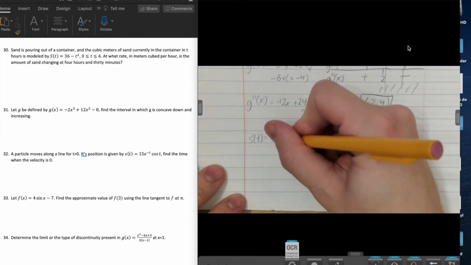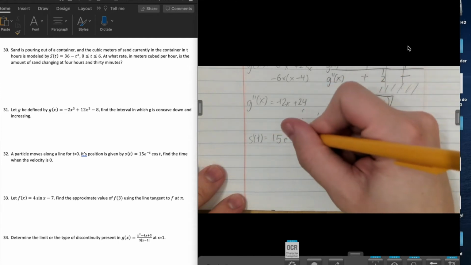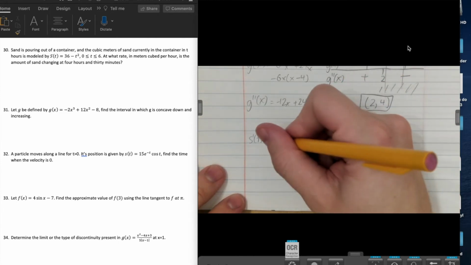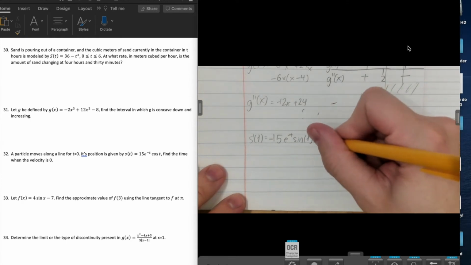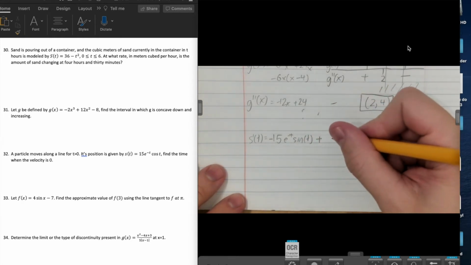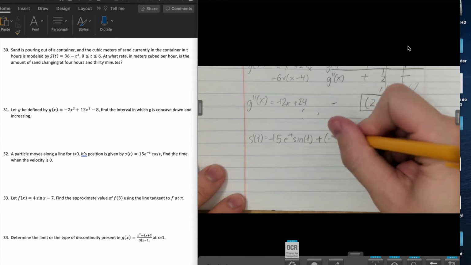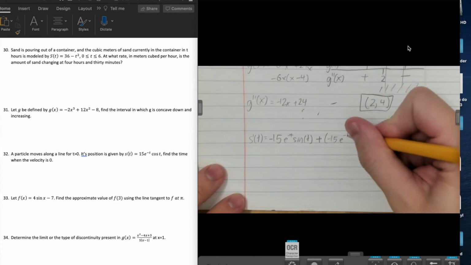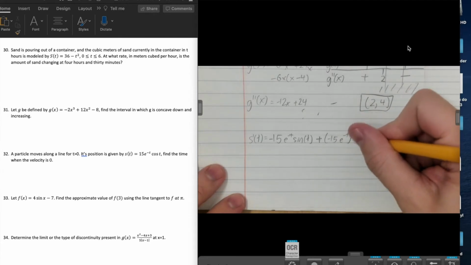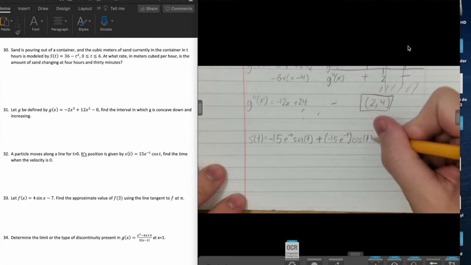And so I'm going to keep that whole first function, and I'm going to derive cosine, which is negative sine. Then the product rule adds, and now I'm going to derive the first function, which will be negative 15. In other words, a negative is going to drop out from the chain rule. And then just times cosine of t.